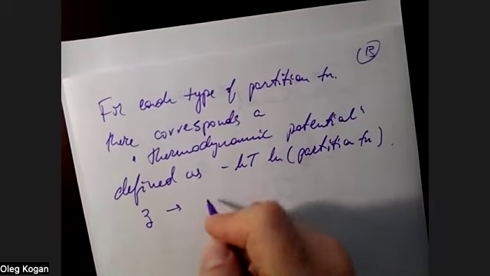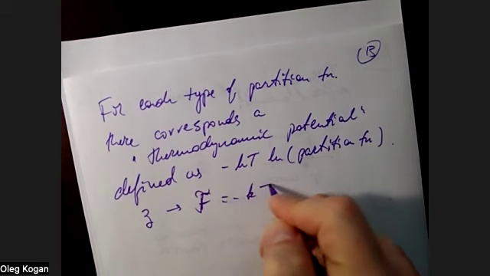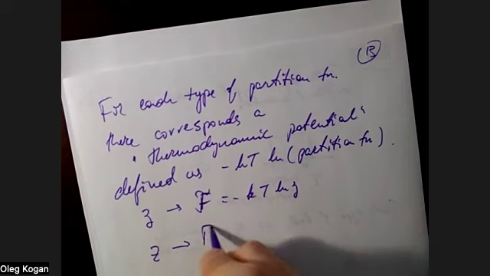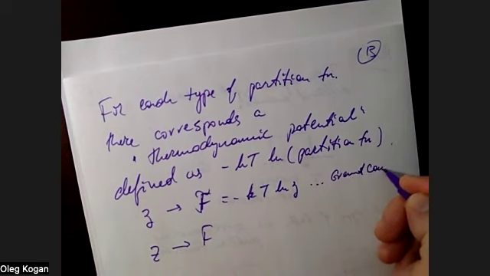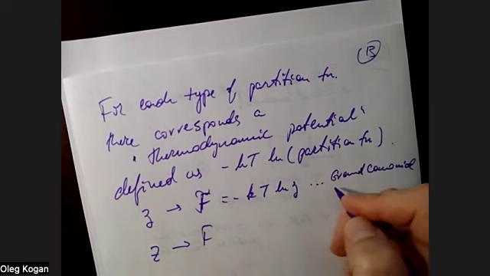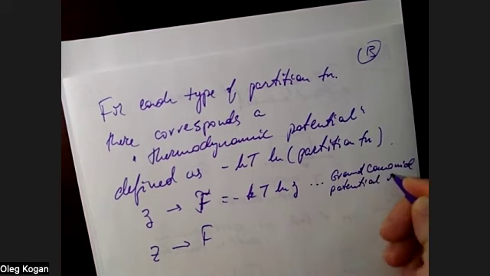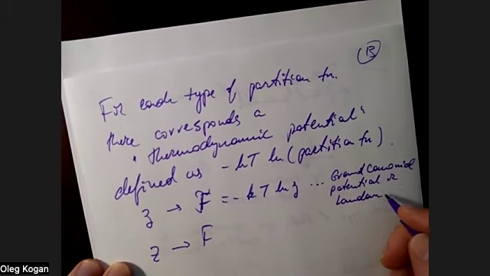So to the grand canonical partition function script Z, there's minus kT log of script Z. For the regular partition function, there's the free energy. I forgot what I called it. I think it's called Landau potential. Yeah, Landau potential.